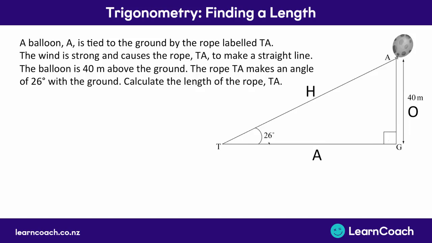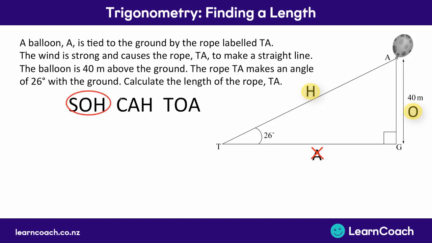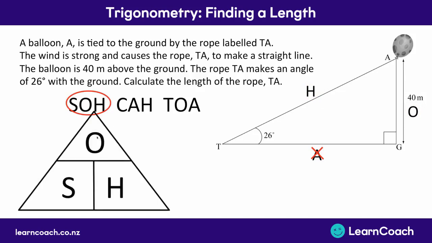Now, which of these lengths do we not need? We want to find H. We want to find the length of the rope. We're told O, but A doesn't help us at all. We don't want to find it and we don't know it. So let's cross it out. Now we choose. Is it SOH, is it CAH, or is it TOA? Now we're left with O and H. So SOH is our best bet, because SOH is the only one of these three with O and H. Now that we know SOH, let's draw up a SOH triangle with S, O, and H at each of the points.